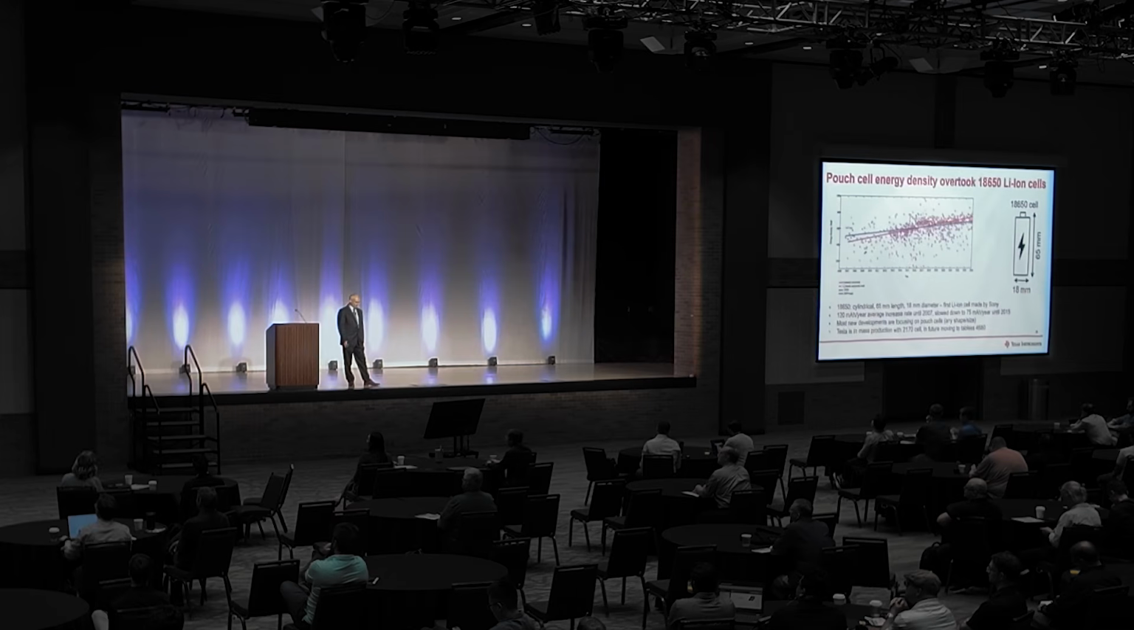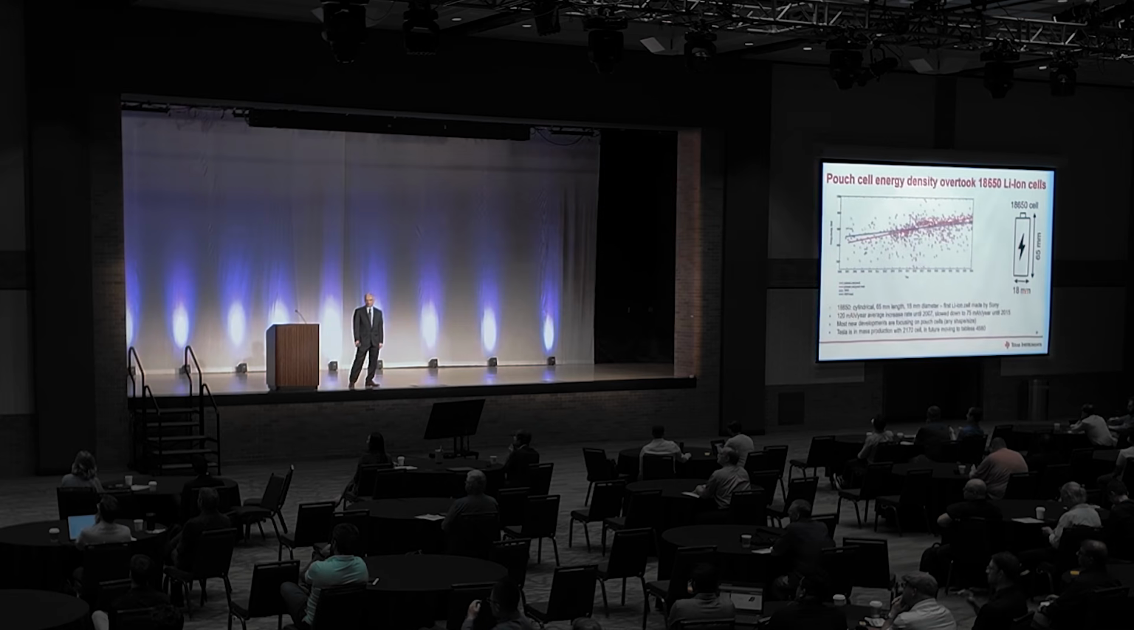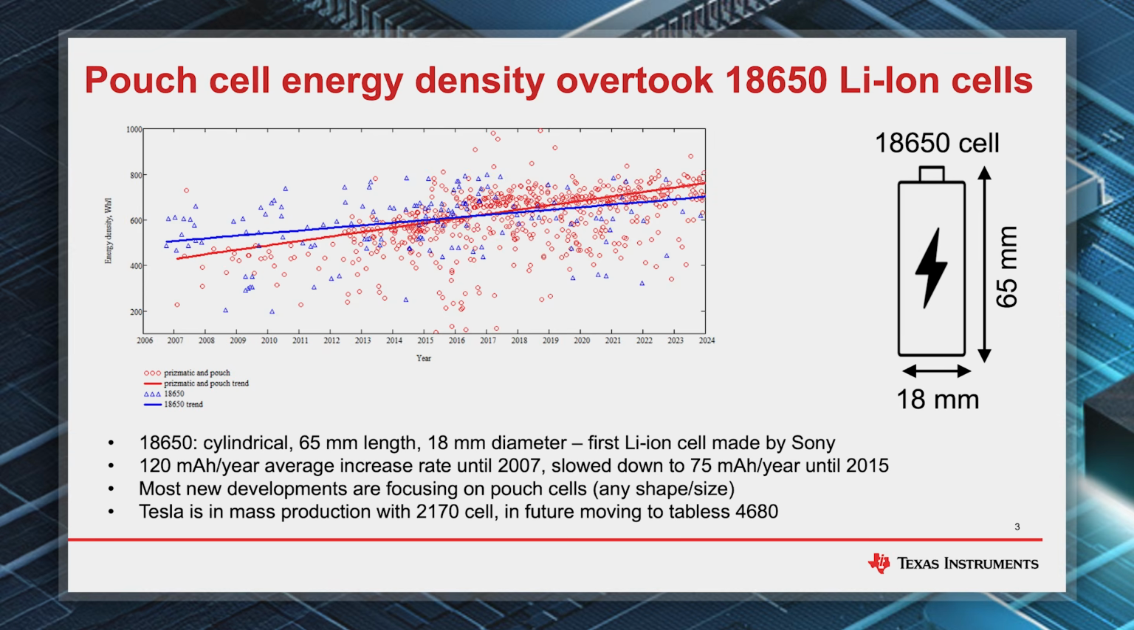So first of all, let's look at where we are right now. This is the plot you might have seen before. It shows energy density versus year. And you can see that the capacity, the energy of the batteries keeps increasing. Although your traditional 18650 cell has been overtaken since then by the pouch cells, because that is where most of the development is going. But the important part is that energy density keeps increasing.